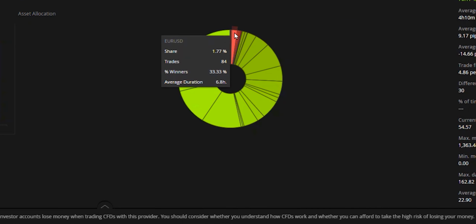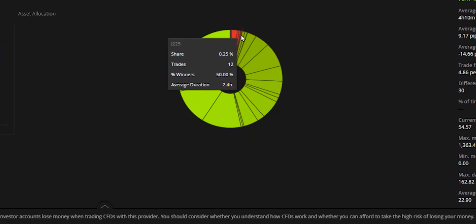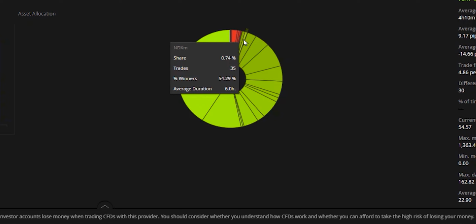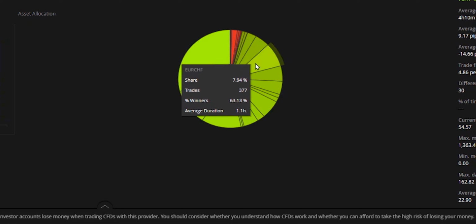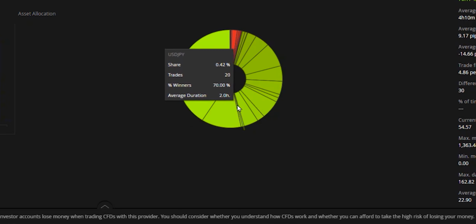Now, by hovering over each of these segments, you can get an idea of which assets this trader is trading in this account. So here, for example, we can see the WS30, which is the Dow Jones Industrial Average. Here, the J225, which of course is the Japanese stock index, and XTI USD, and this is the symbol for crude oil. Also NDX, which is the US tech index, and SPX, which is the S&P 500. And then from there, we can also see gold and numerous Forex pairs.